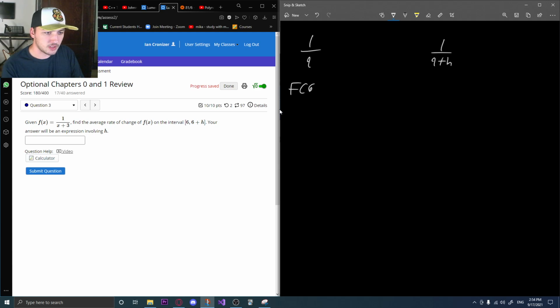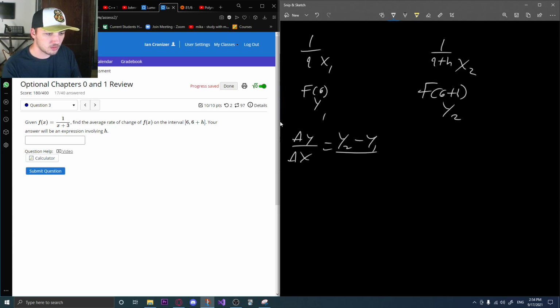F of 6. Okay, so changing y, we're changing x. We're going to be, yeah, f of 6. This is f of 6 plus h. These are y values, these are x values. Except these are from this to that. This is 2. This is 1. So changing y, we're changing x. Let's just plug it in, I guess.